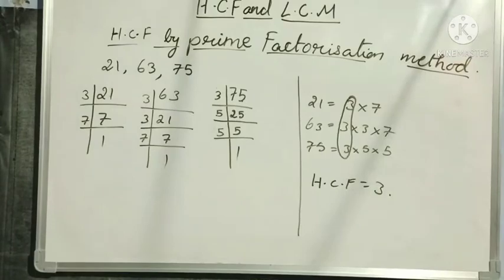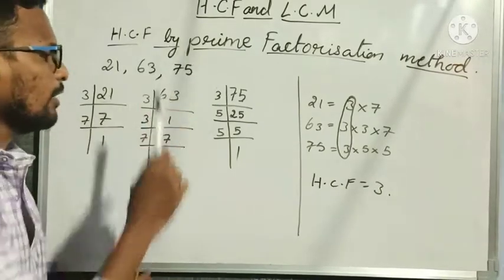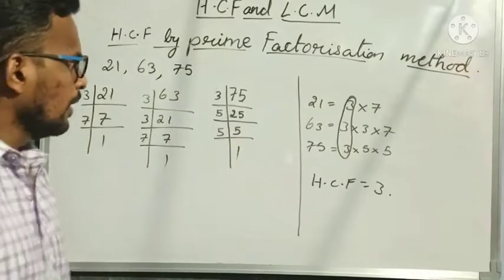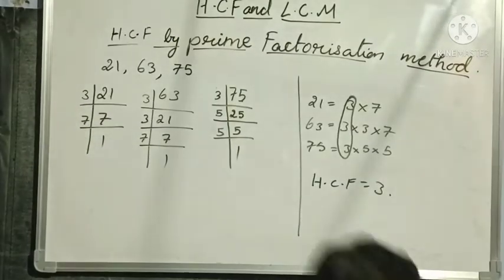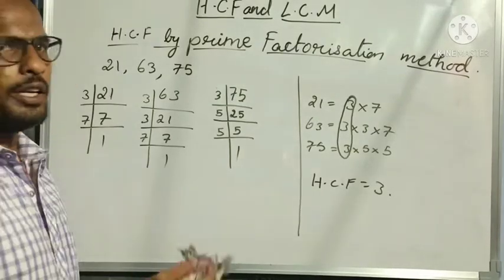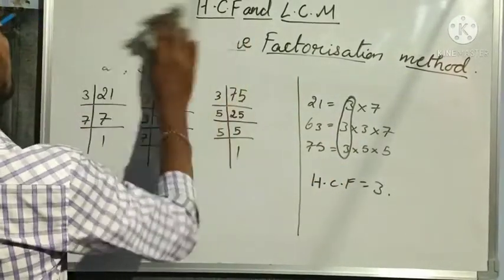Understood everybody? So what is the HCF of 21, 63 and 75? Is 3. Which method is this? Prime factorization method. Okay. Next, we will go to our next method, continued division method.